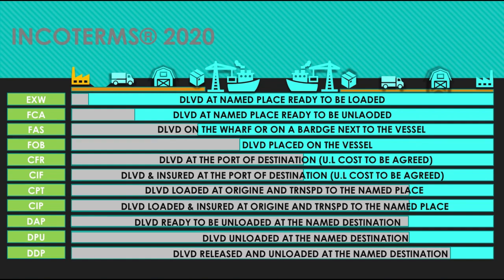CIF, delivered in short at the port of destination. Unloading cost to be agreed. CPT, delivered loaded at the region and transported to the named place. CIP, delivered loaded in short at the region and transported to the named place. DAP, delivered ready to be unloaded at the named destination. DPU, delivered unloaded at the named destination. And DDP, delivered released and unloaded at the named destination.